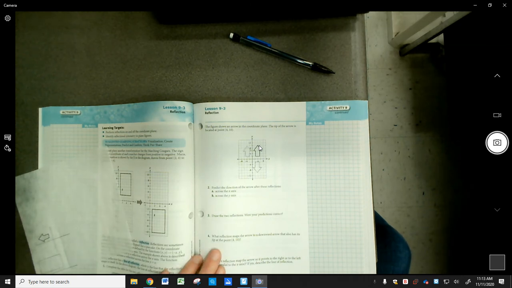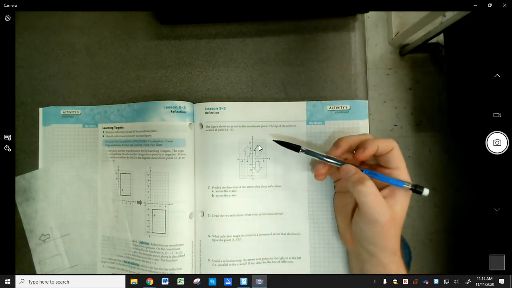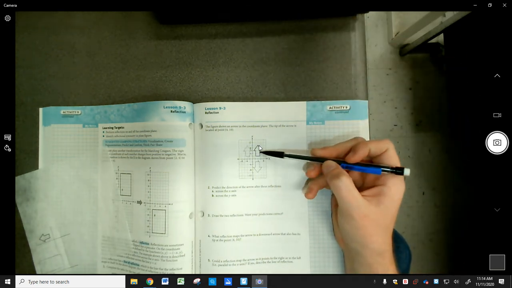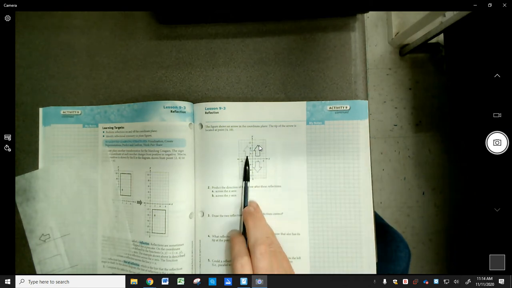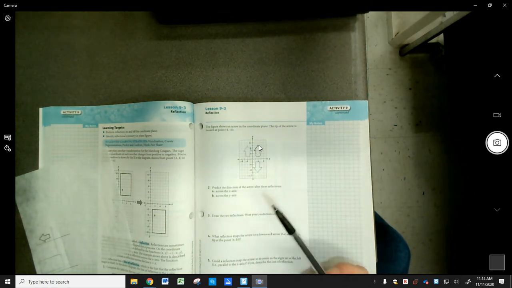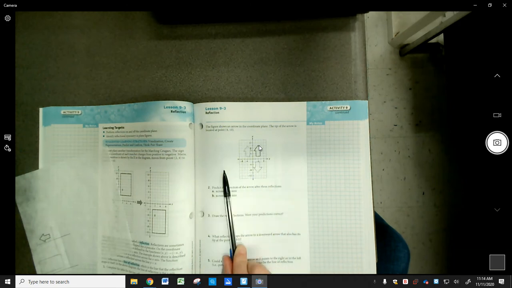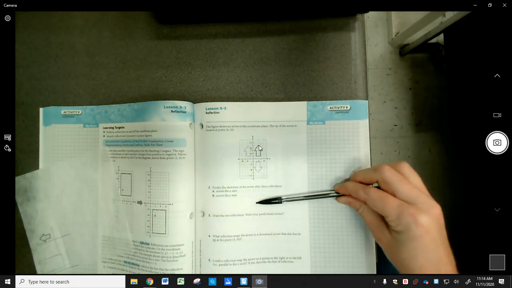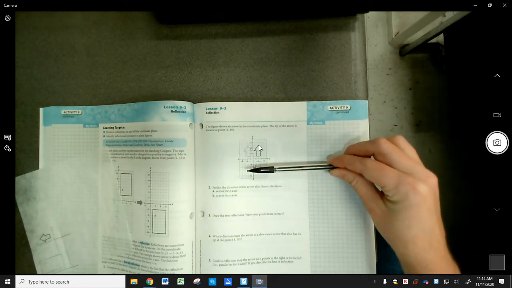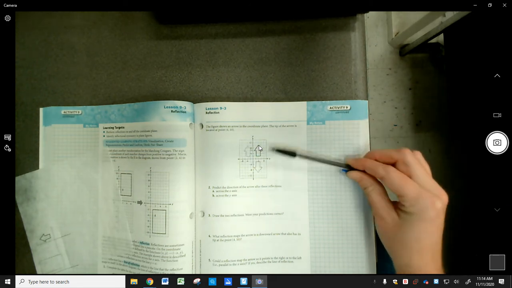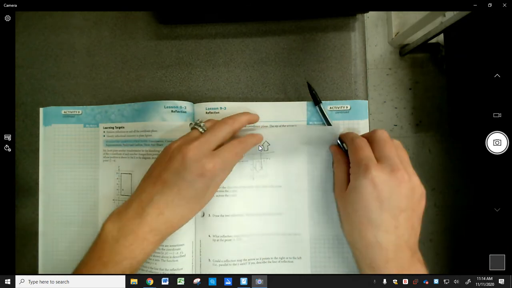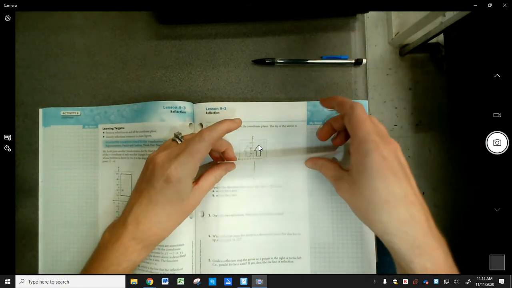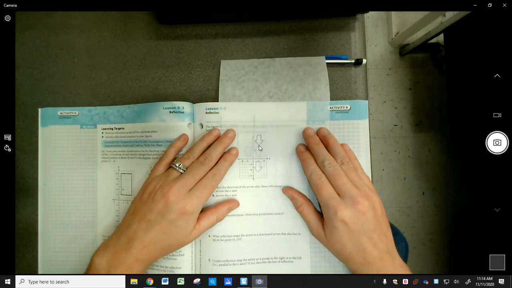Then it asks for number 4. What reflection maps the arrow to a downward arrow that also has a tip at the point (4, 10)? So, a downward arrow. If we flip it across the y-axis, or a vertical line, it's still going to be pointing up like it is here. So we're not going to be flipping it across a vertical line. We are going to have to flip it across a horizontal line so that it's going to go to pointing down.